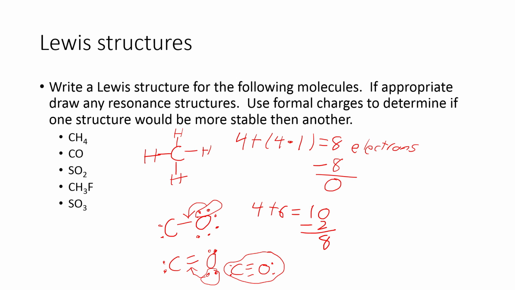Sometimes that means they're resonance structures. But here we only have 2 atoms and 1 bond. That bond can't go anywhere else. So we're done with our structure. We don't have to worry about resonance structures with our carbon monoxide. So that's our first 2 structures. So let's do some more.